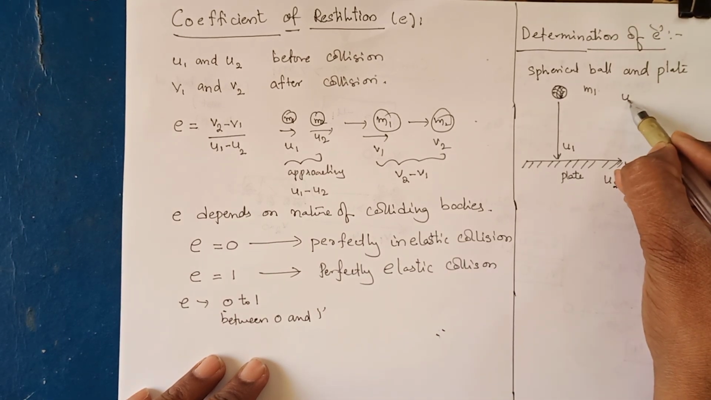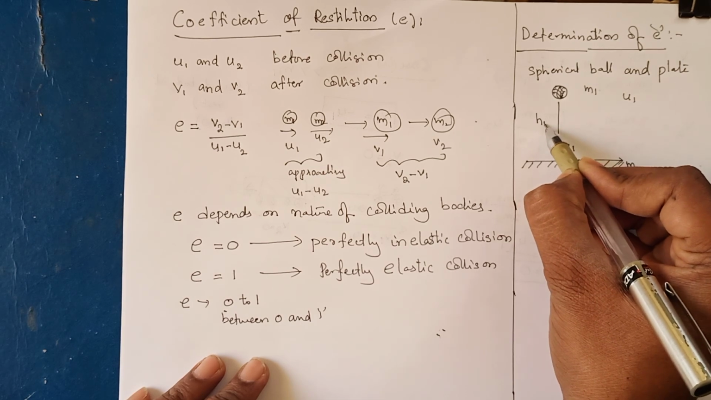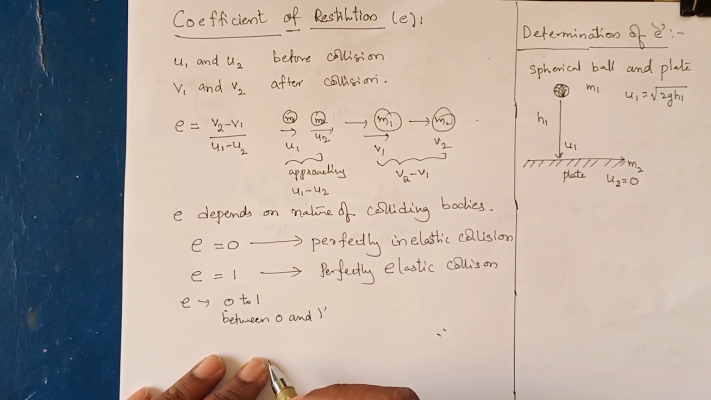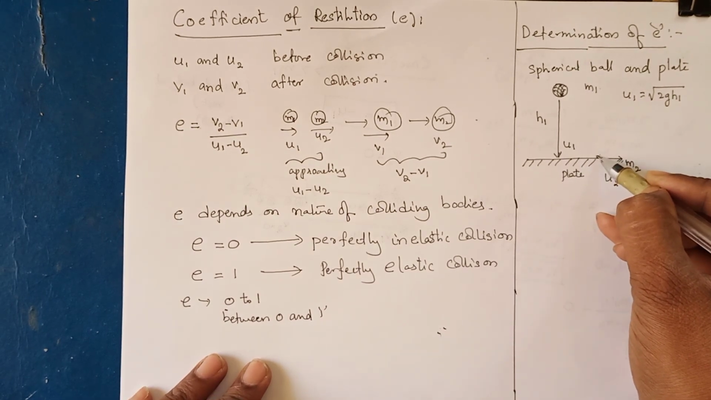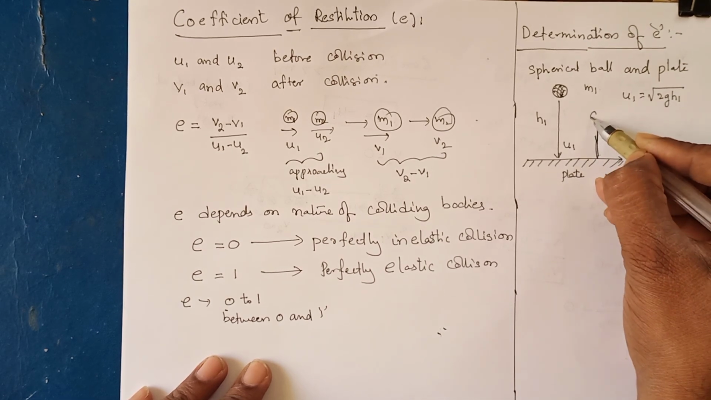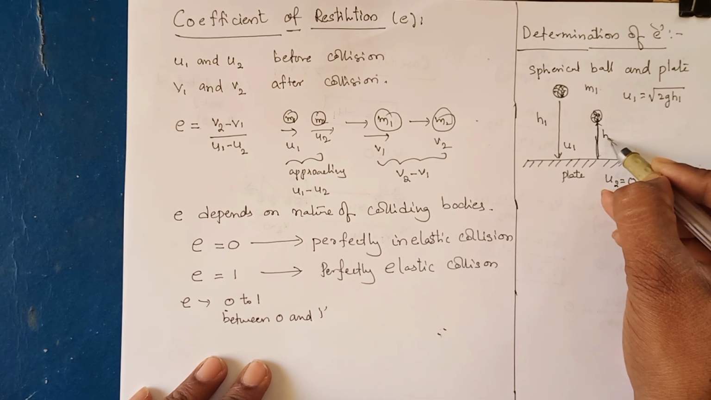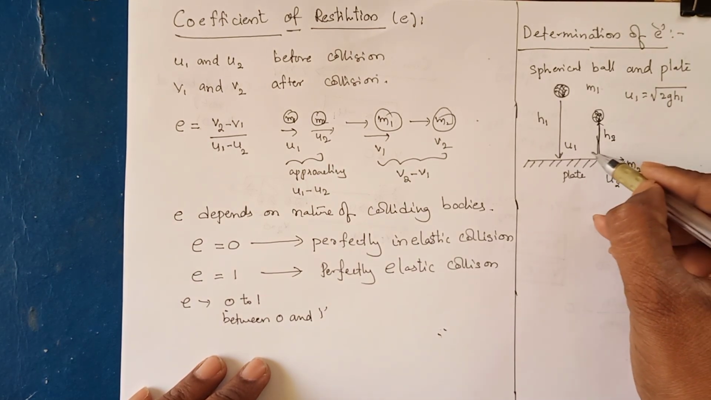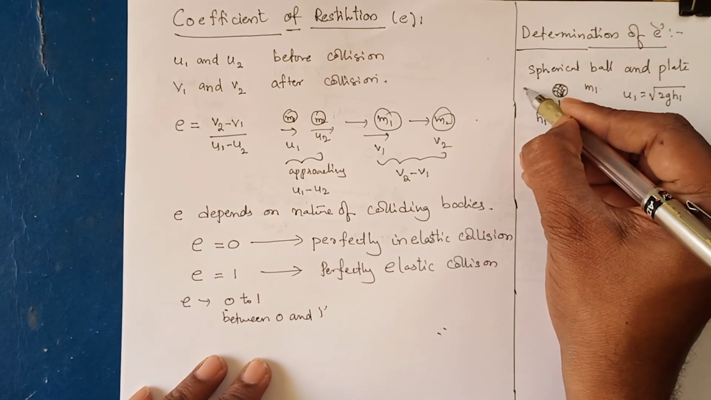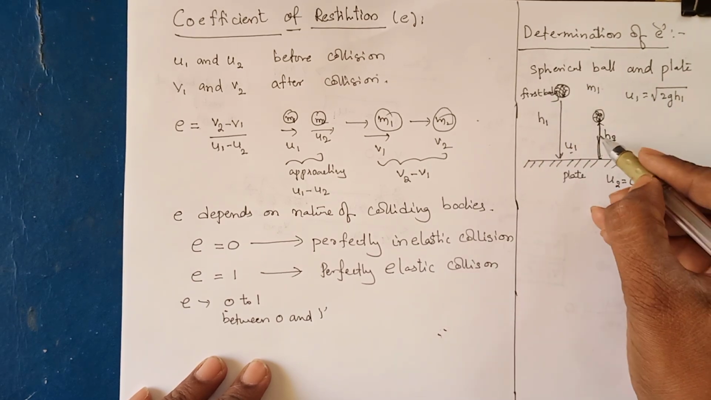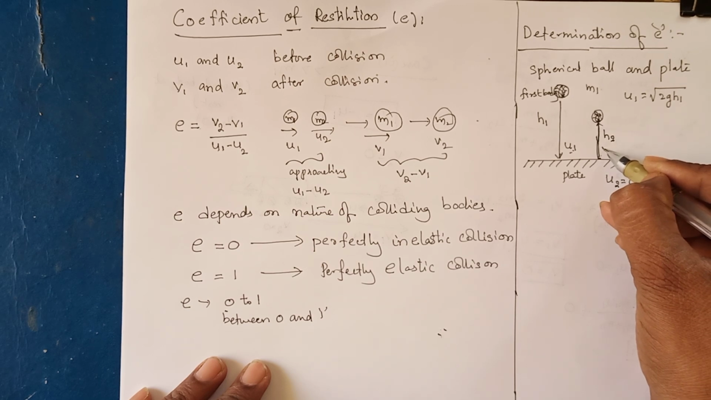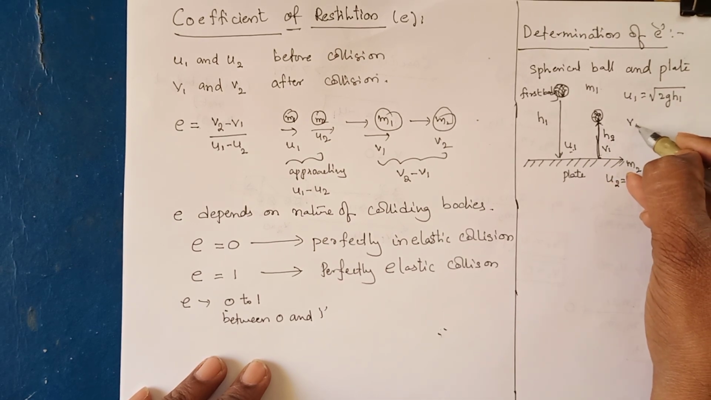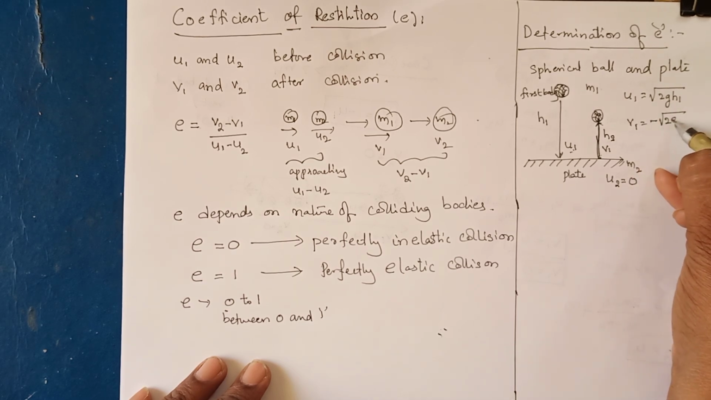Now what is u1? As it is freely falling from a height h1, u1 is equal to under root of 2gh1. Now what happens again? The spherical ball will bounce back and go up again, raising the height h2. The initial velocity of the first body is u1, and the final velocity of the first body is v1, raising the height h2, so v1 is equal to minus under root of 2gh2.